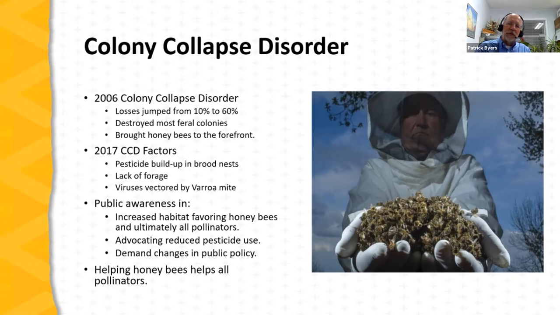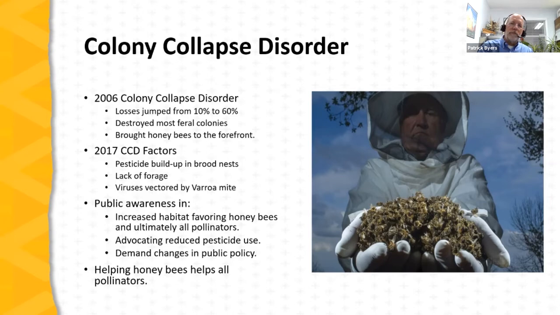And then again, we've seen some changes in public policy. For example, we've seen changes in pesticide labels to highlight some of the risks in using pesticides relative to honeybees. And I think this is a very positive benefit. And the people who are using these pesticides by law must abide by the provisions on the label. So I think that's very helpful. And again, this helps not only honeybees, but it helps all pollinators.